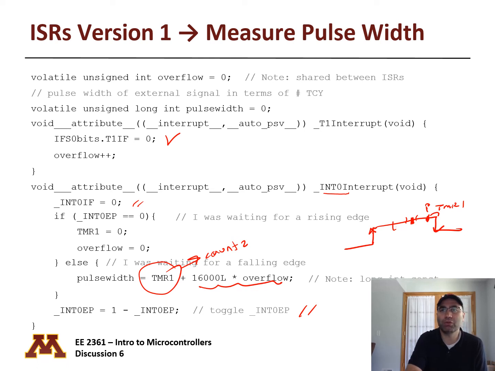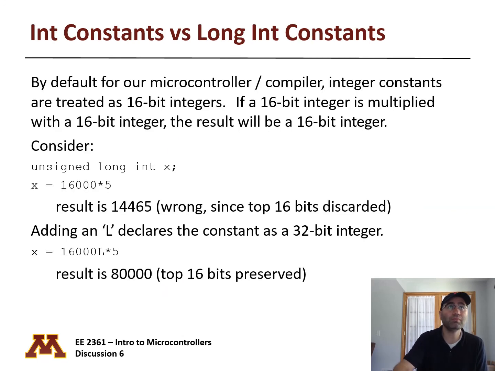So first, if you detect the rising edge, now you have to detect the falling edge. This line takes care of that, because if it was 1, the new INT0 EP is going to be 0. If it was 0, it was going to be 1, right? So it helps us to toggle this variable. And when you have a falling edge, it's going to detect the rising edge next, and so forth. Okay, let me stop here.